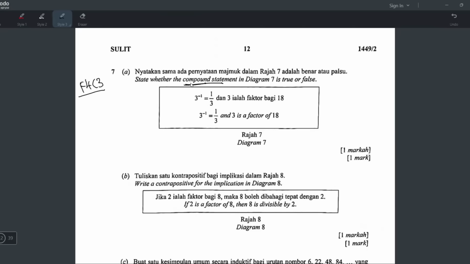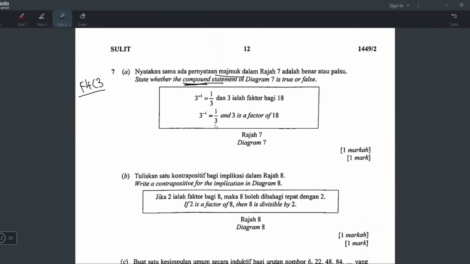Okay, what is a compound statement? A compound statement means you take two statements and you combine them. And when you combine them, you will use the word and or or to combine. Pernyataan majmuk, compound statement, is when you take two statements and then you combine them using the word and or or.